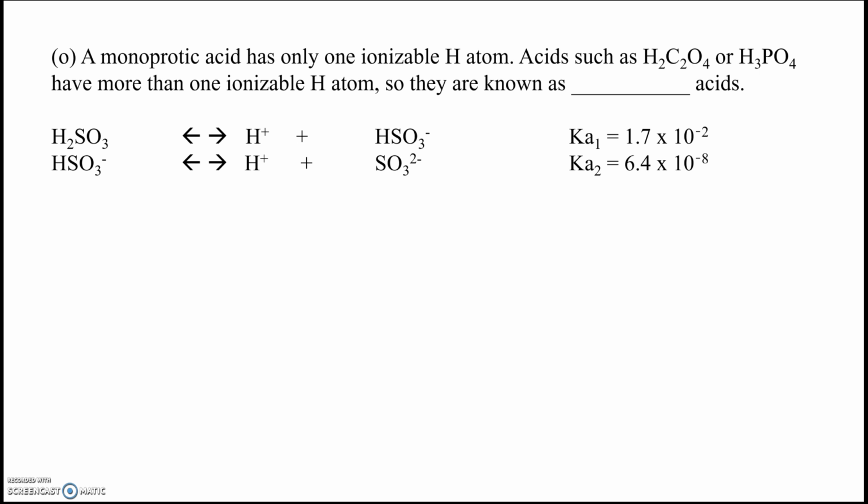All right, a monoprotic acid has only one ionizable hydrogen atom. Acids such as oxalic or phosphoric have more than one, and these are called polyprotic acids. You can have diprotic, triprotic, and there's even one tetraprotic acid that we could talk about.